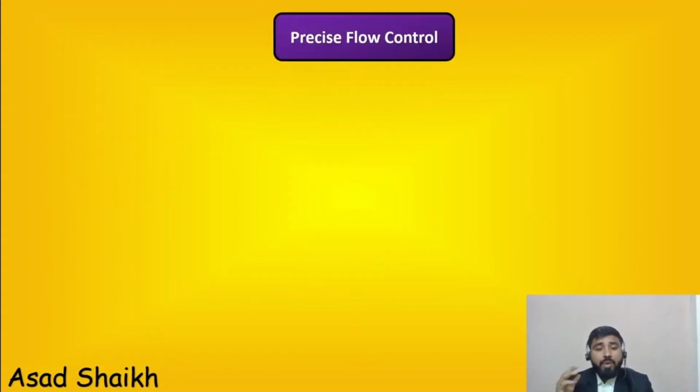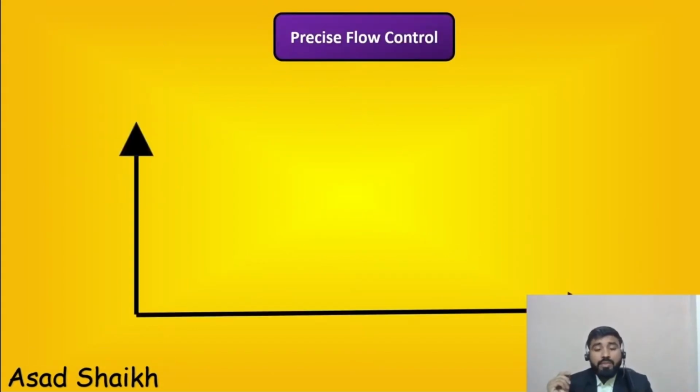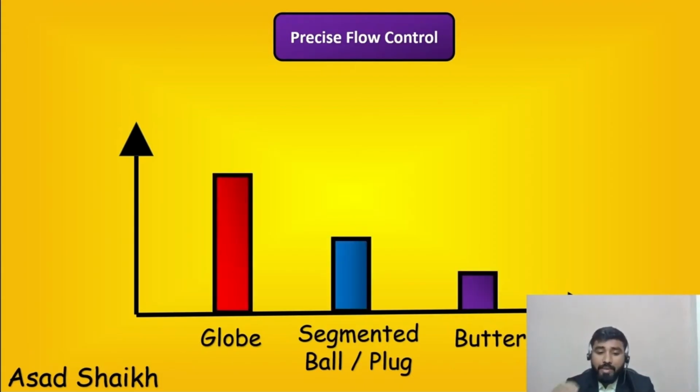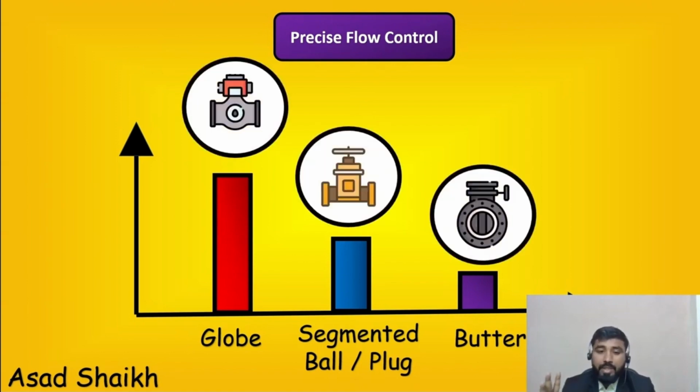The second application, or the point which we discussed, was precise flow. Now when it comes to precise flow, we have globe, segmented ball, plug, butterfly. Can you tell me which one has the most precise flow control capability? Globe is definitely the winner. Whether you go to a manufacturer, read any reference book or any standard, globe valve definitely wins here. They have very precise control. So if you have some petroleum products, etc., you should first go for a globe valve regardless of the cost, if you especially want precise flow control.